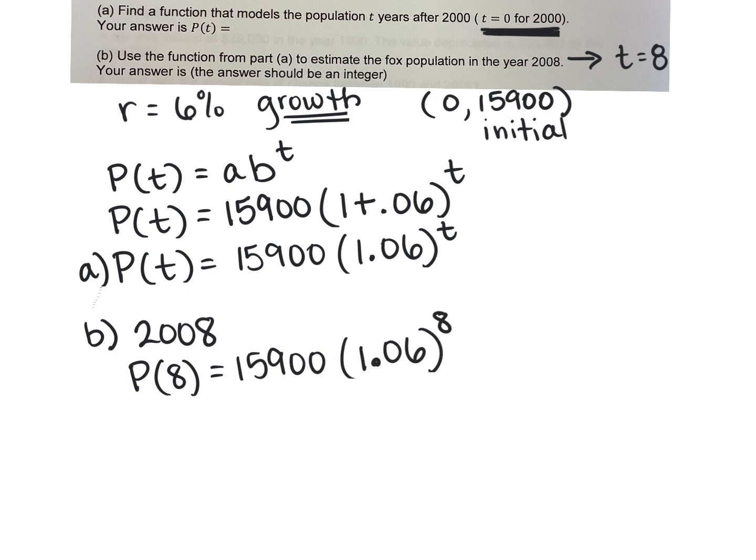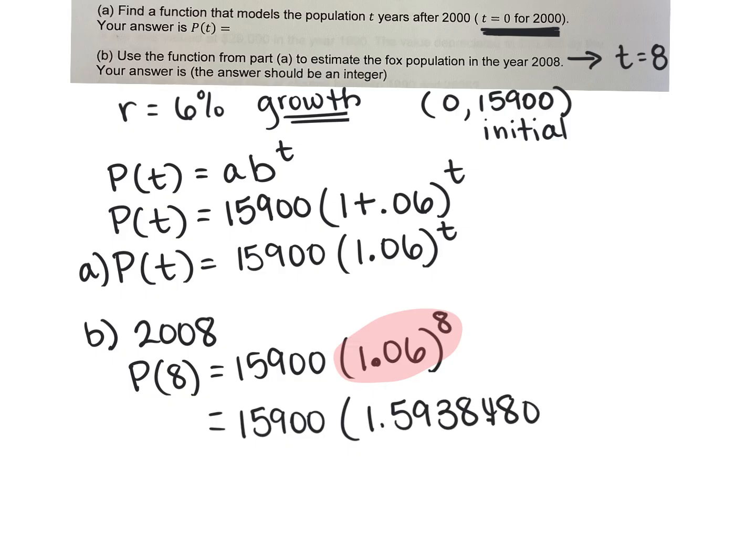And this is where you can't forget PEMDAS. So the first thing I'm going to do is deal with this exponent. On my calculator, I'm going to be typing this in: 1.06 raised to the 8th power gives me this big long decimal, 1.593848075. And then we're going to multiply that times 15,900. Now, the answer we get is 25,342.18439.